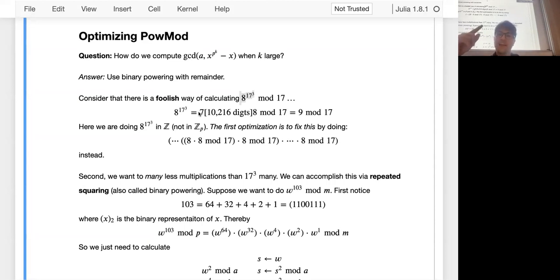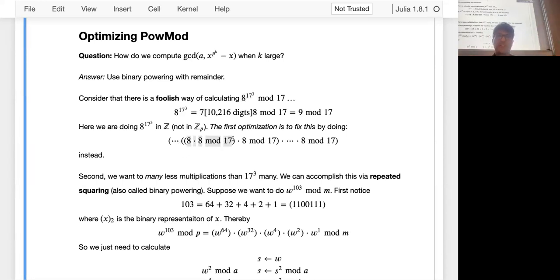Well, every time we multiply by 8, right? This is what a power is. If we want to do 8 cubed, it's just 8 times 8 times 8. Now, what I'm saying is every time we do a multiply by 8, we should also immediately reduce. So you should go 8 times 8, and then go mod 17, right?